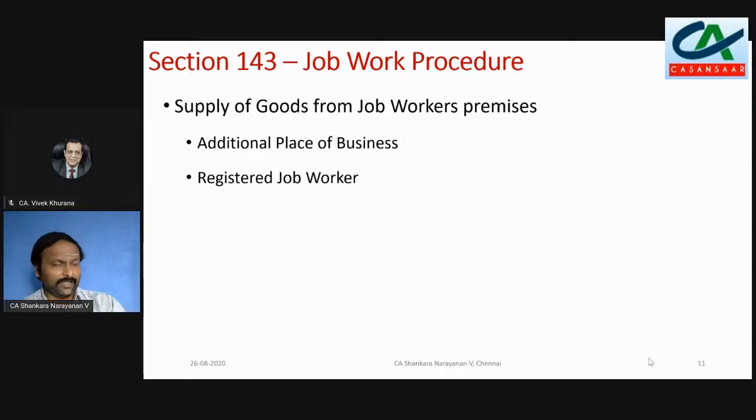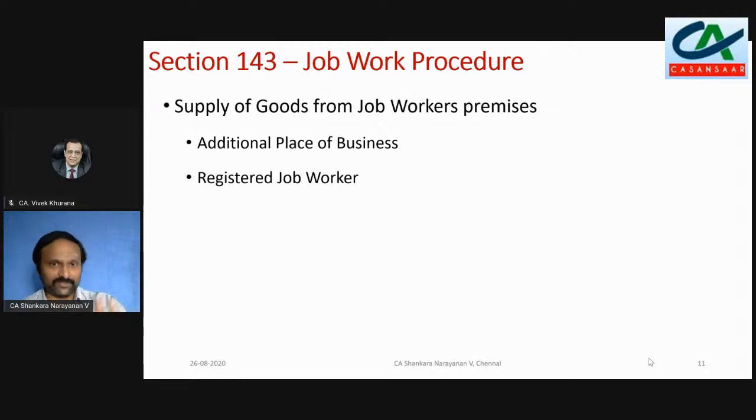Then it is a movement from the job worker premises and it is for a supply. The job worker has to be a registered person. The job worker says, I will not get registered, sir. Then the Delhi person, can he add the Gurugram premises of the job worker as his additional place of business? He cannot, because these are 2 different states.